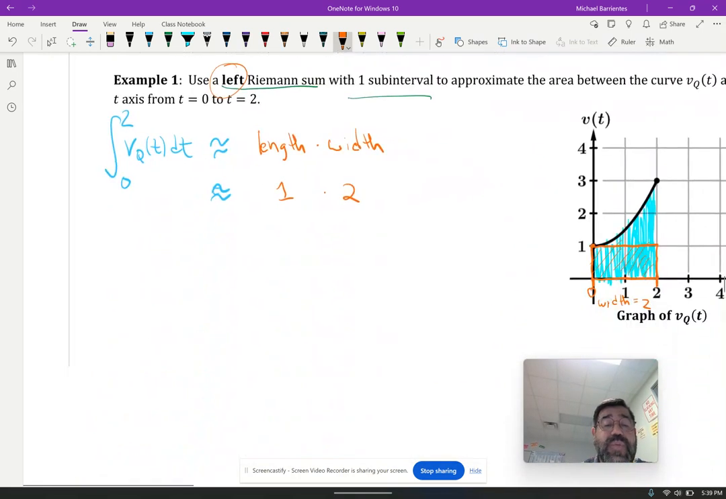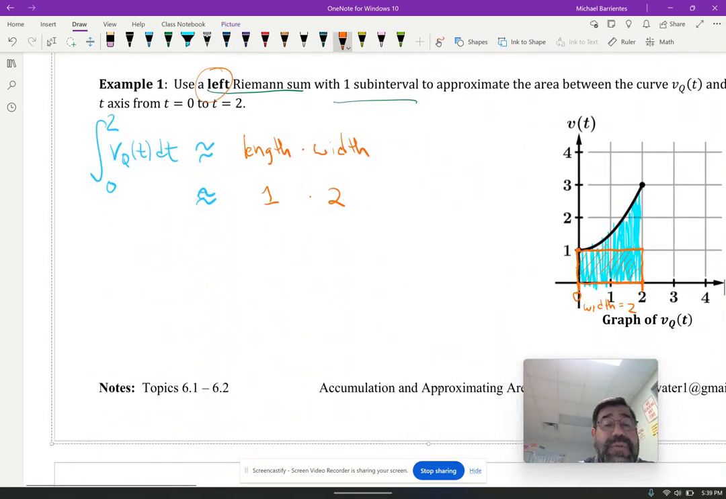0.5 t squared plus 1, because if you do 0.5 t0 squared plus 1, that's how we get this. I can definitely see that the height is 1 just by looking at the graph, but I need you to know that that came from the fact that we knew this formula, and if you substitute 0 into the formula, we get 1. And therefore, we get that my approximation is 2.